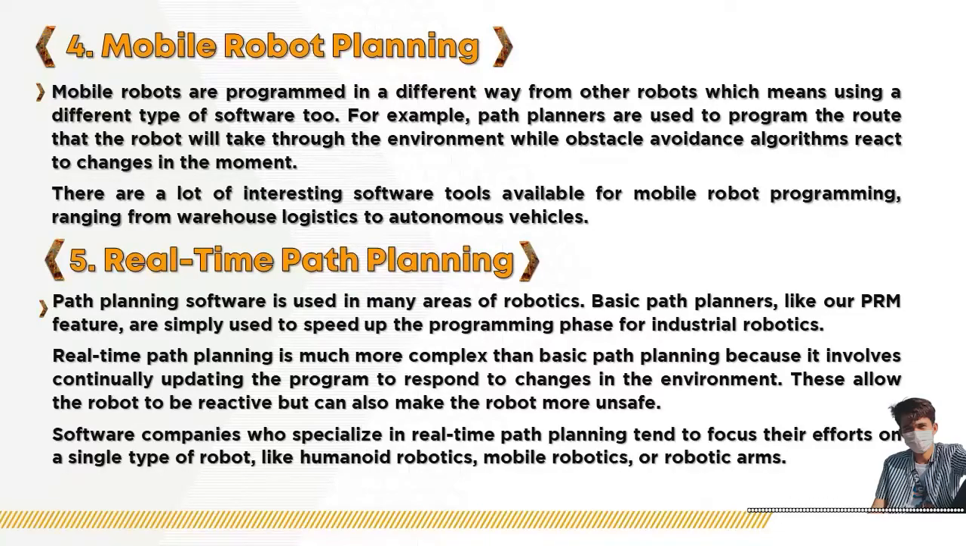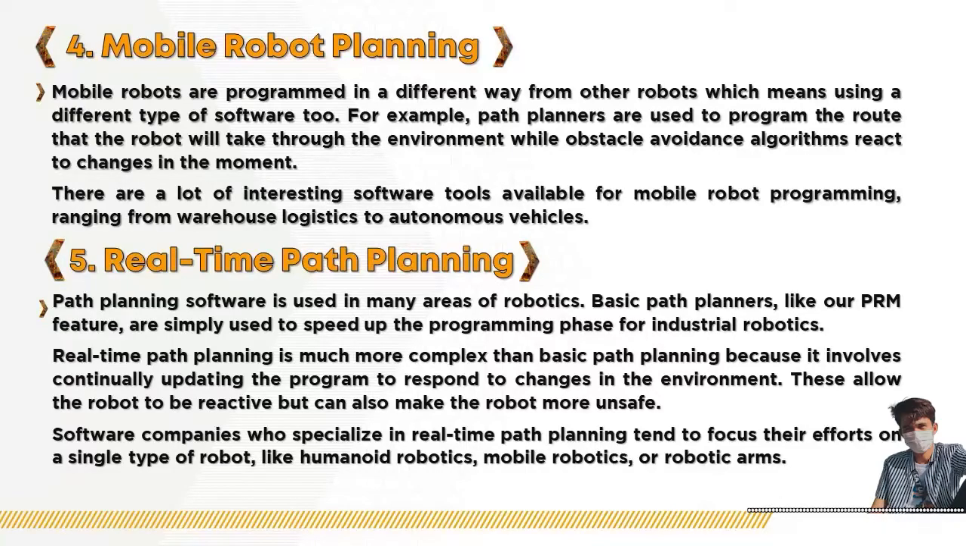Mobile robot planning. Mobile robots are programmed in a different way from other robots, which means using a different type of software too. For example, path planners are used to program the route that the robot will take through the environment, while obstacle avoidance algorithms react to changes in the moment. There are a lot of interesting software tools available for mobile robot programming, ranging from warehouse logistics to autonomous vehicles.